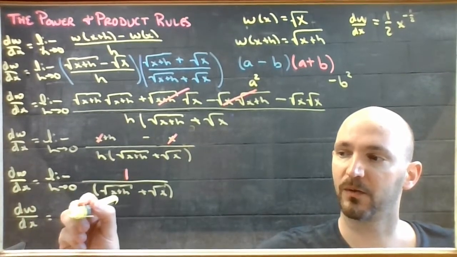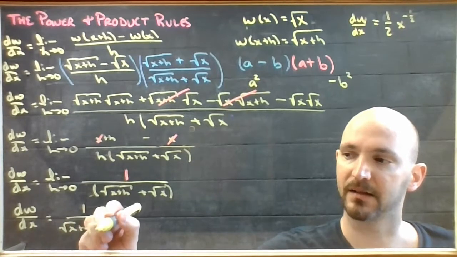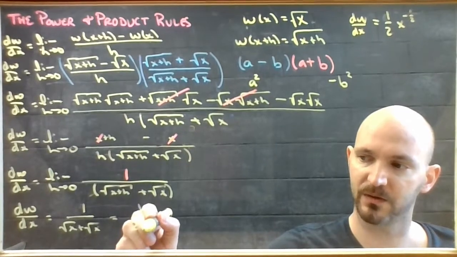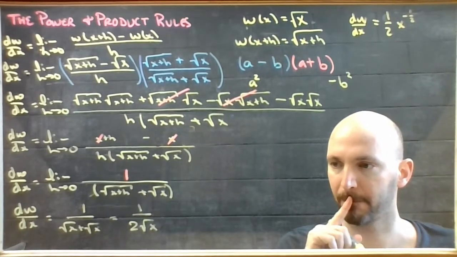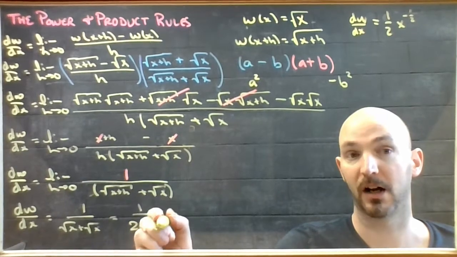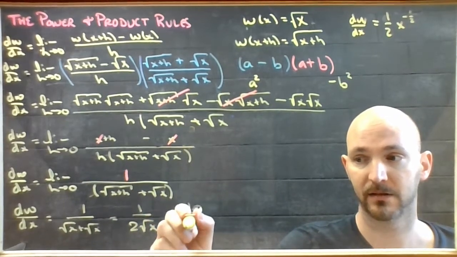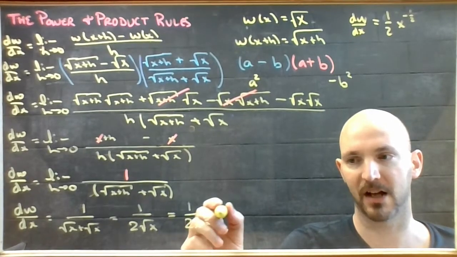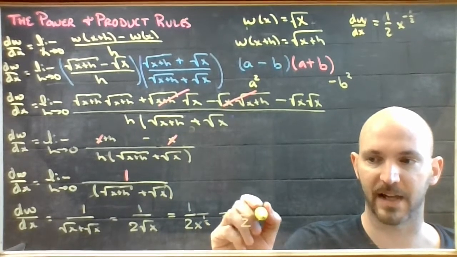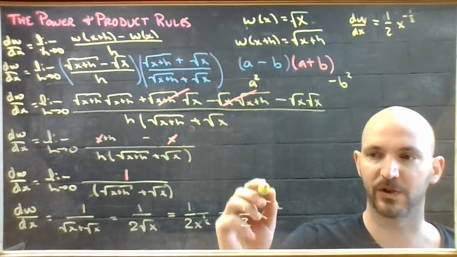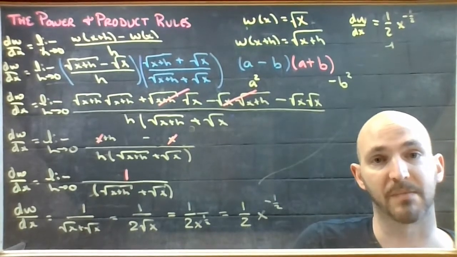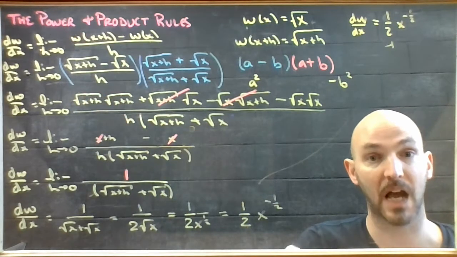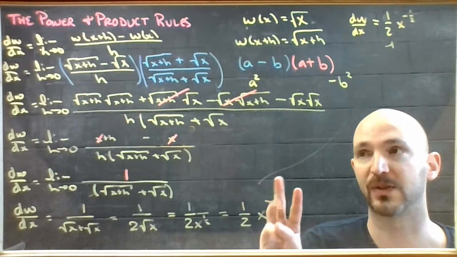Is 1 over root x plus root x, because x plus nothing is x. That gives me 1 over 2 root x. Now, a radical x is just x to the 1/2, and an x to the 1/2 in the denominator is really just 1/2 x to the negative 1/2, which is exactly what we were expecting again.